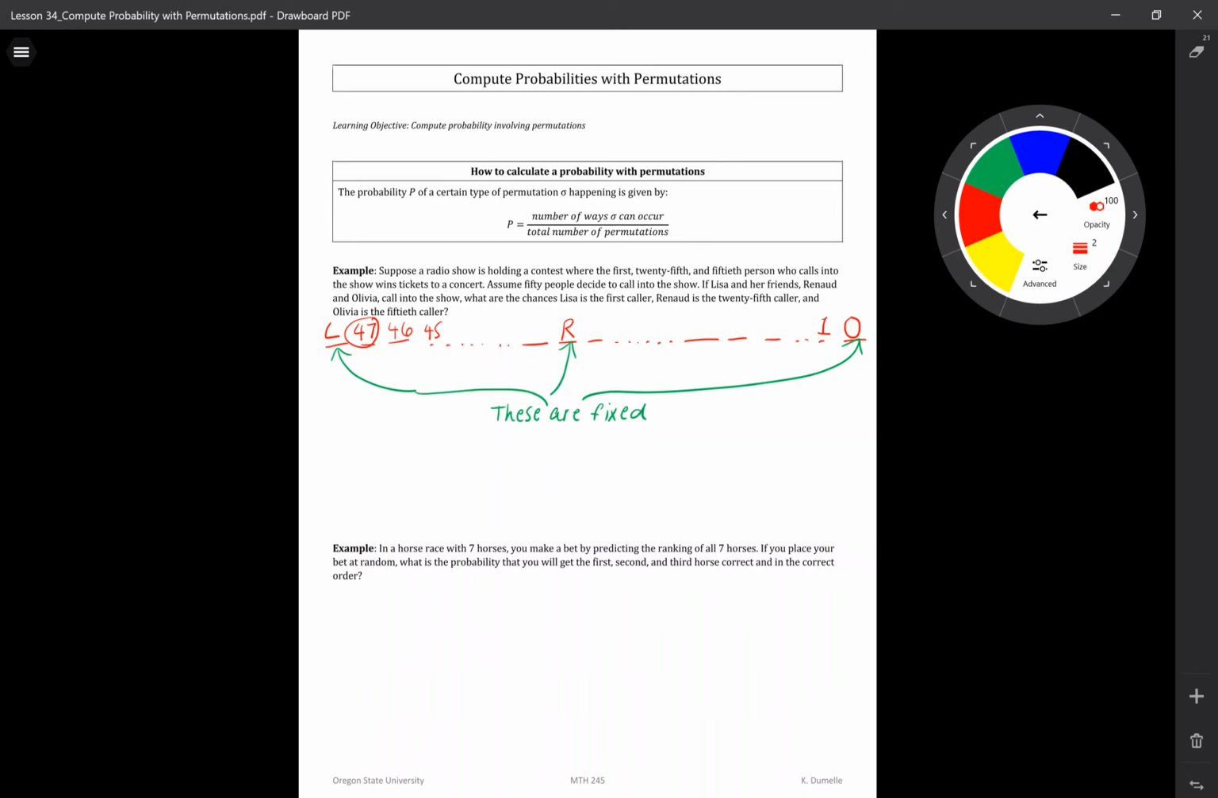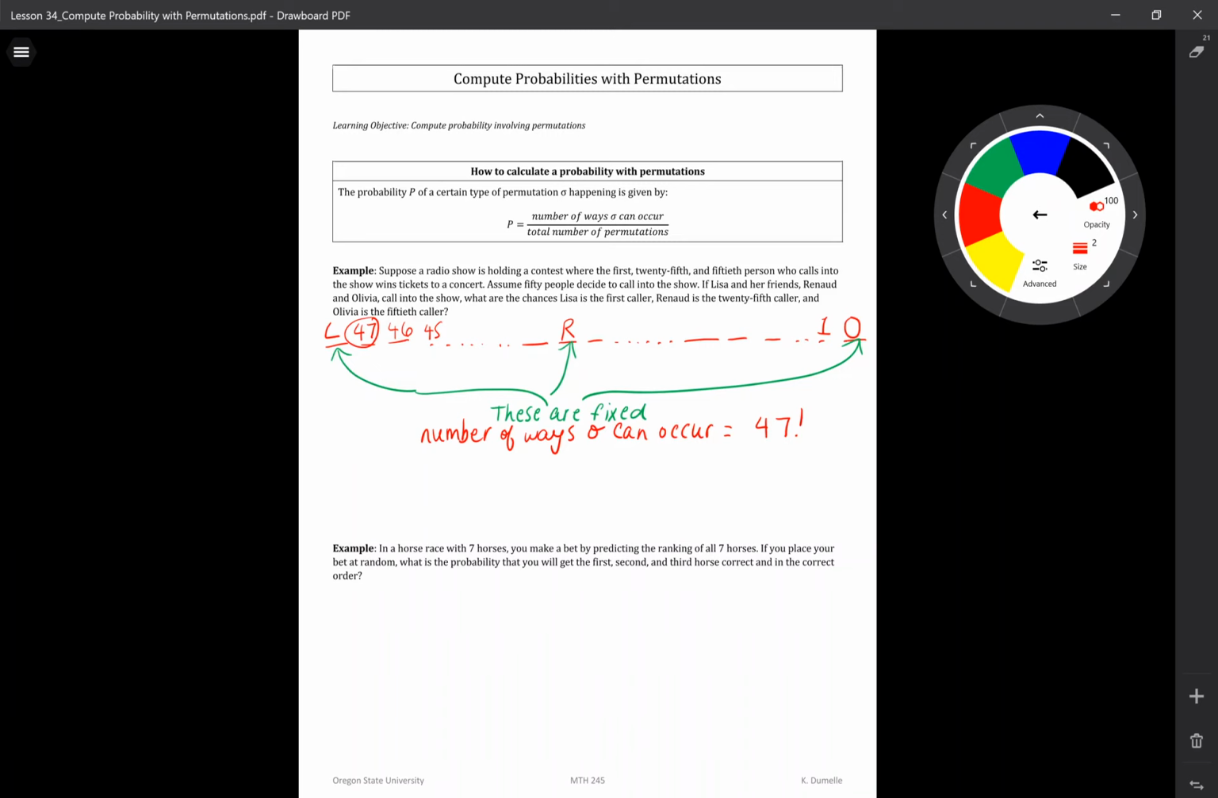So how many different ways can my event that I care about occur? So the number of ways that Lisa can be first, Renaud can be 25th, and Olivia can be 50th to occur. Well, this is the multiplication principle, right? Since I have 47 possibilities for the second, 46, 45, all the way down to 1, this is 47 factorial ways.